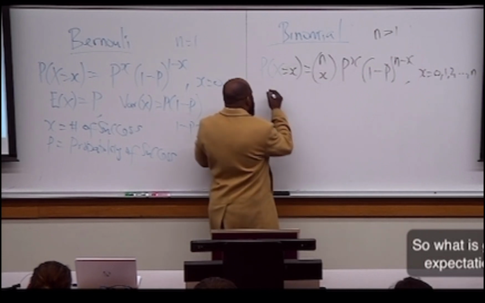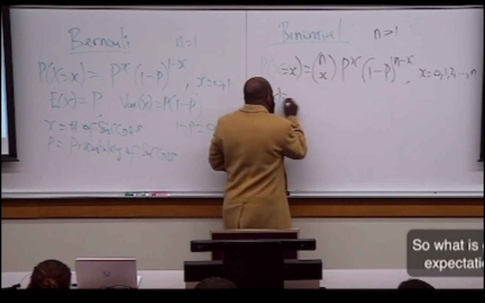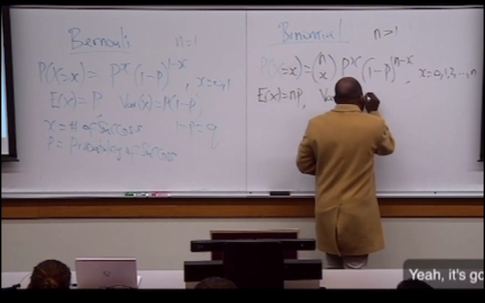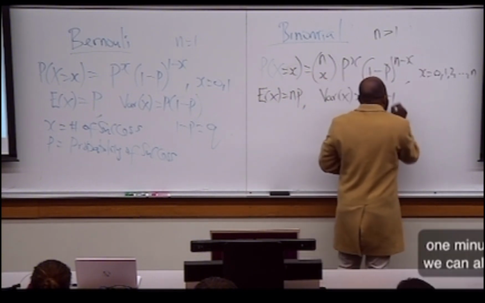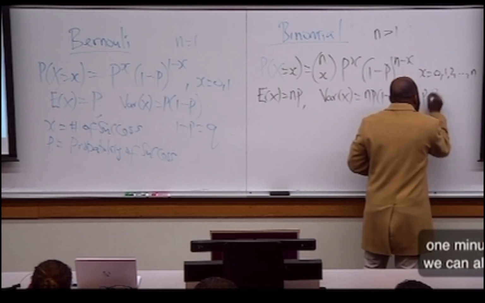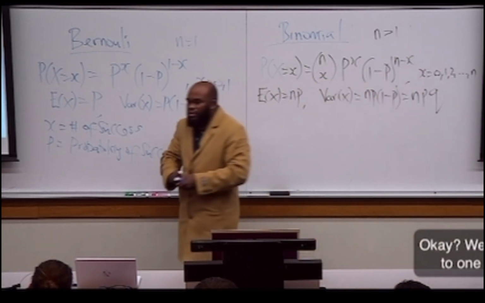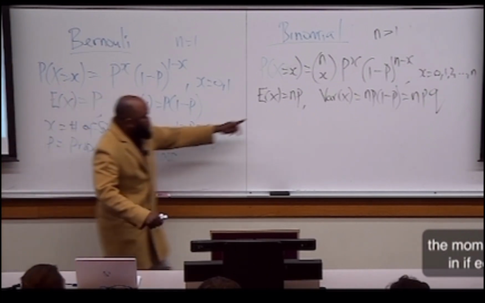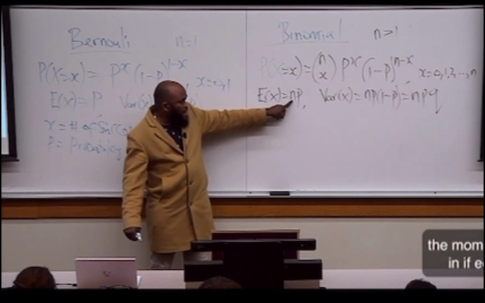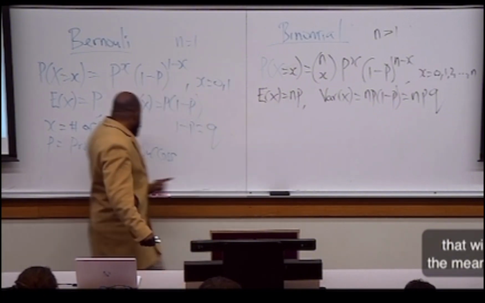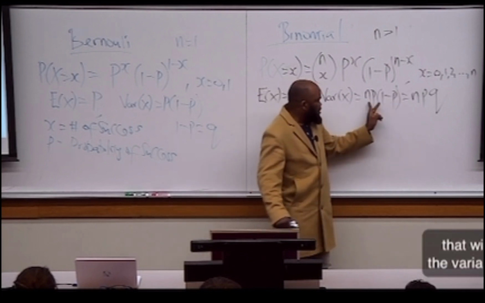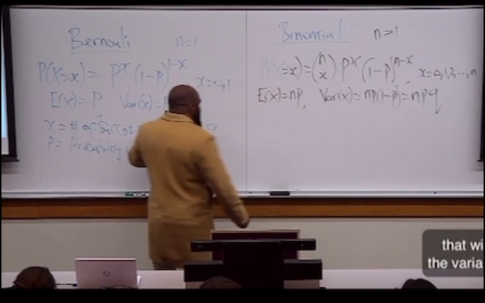So what is going to be the expectation of X here? It's going to be np. What is going to be the variance of X here? It's going to be np times 1 minus p, which we can also write as npq, where q equals 1 minus p. Now, when you take a look at the two, the moment you plug in n equal to 1, that will give you the mean of Bernoulli, and the variance of Bernoulli.